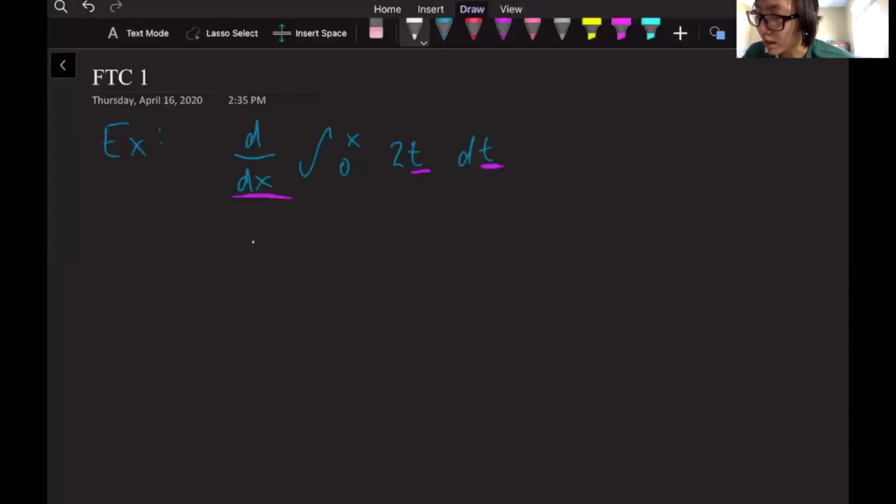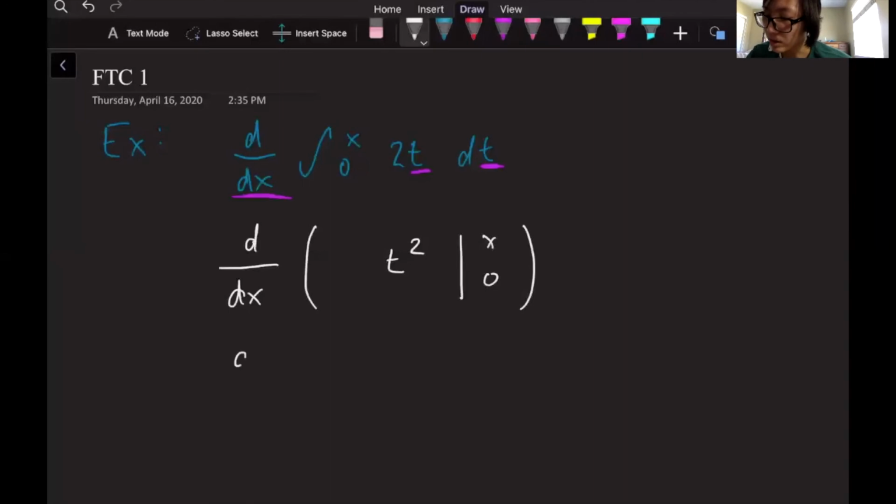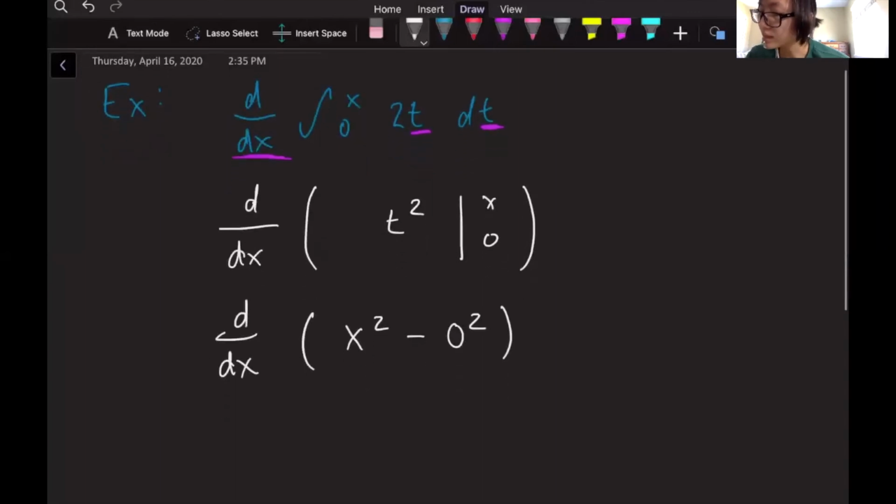So it's going to look something like this: d/dx comes down, and it's going to be applied to this integrand right here. So when I take this integral, I'm going to get t squared, because I would have to add 1 to the power and then divide by that power, so I'm going to end up with t squared. I need to evaluate it at x and 0. So the way that I do this is I'm going to drop this derivative down again, and this is going to be x squared minus 0 squared.